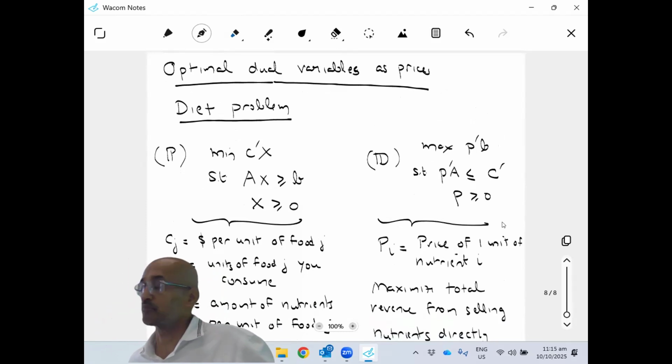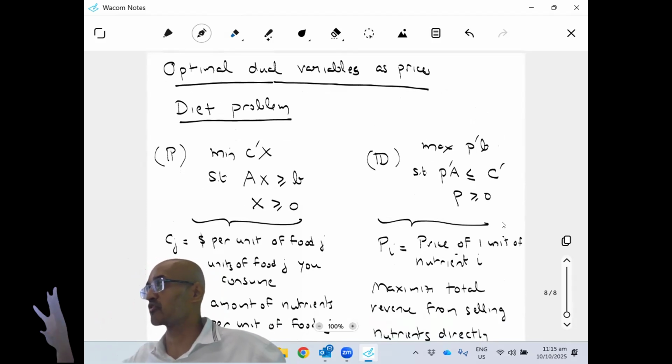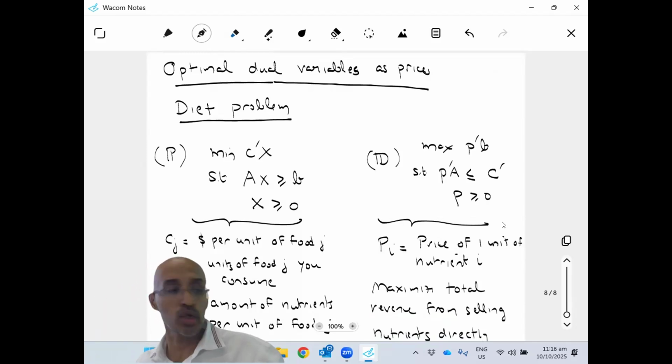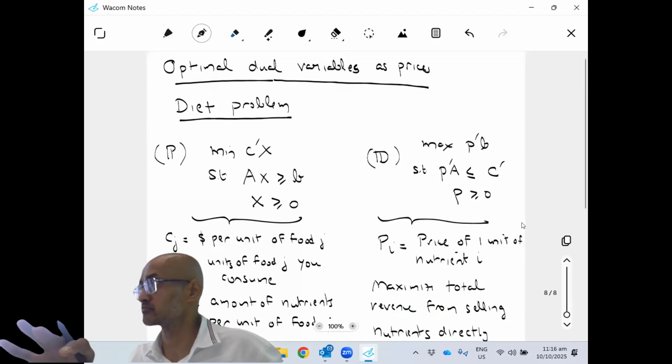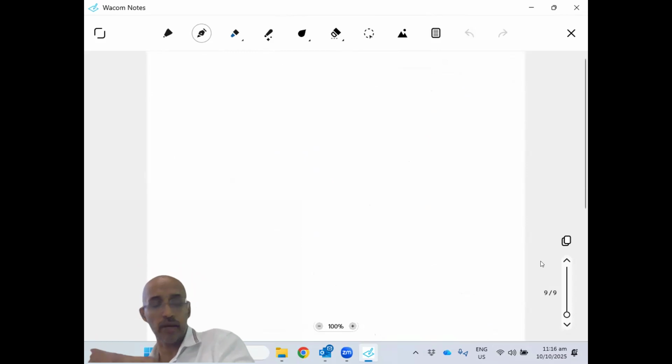Again, you can interpret duality in different ways depending on the problem context. Next week, when we do a bit of sensitivity analysis, I will again show you how the dual variables will be useful there. Any questions with this interpretation?